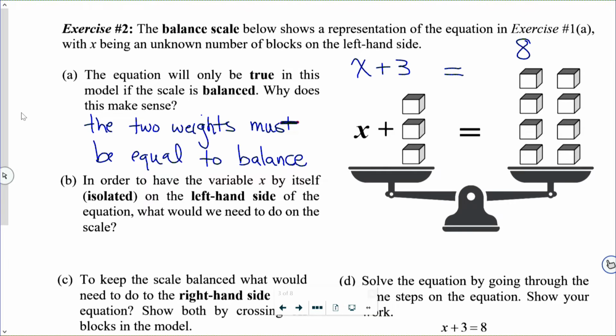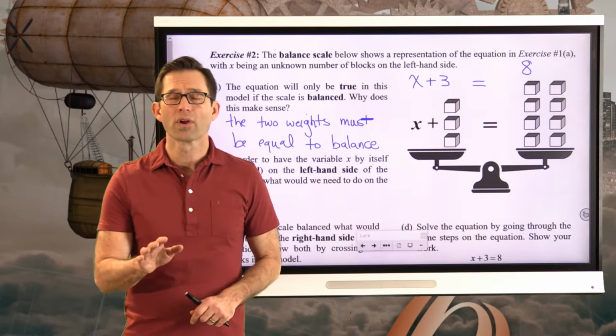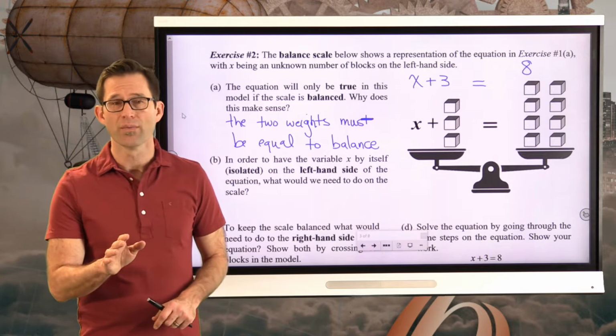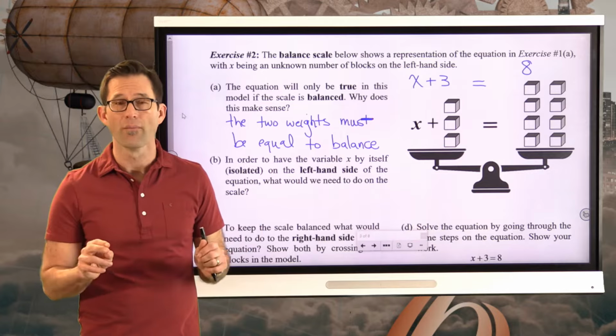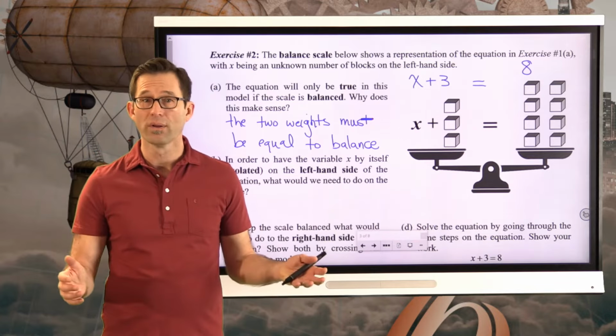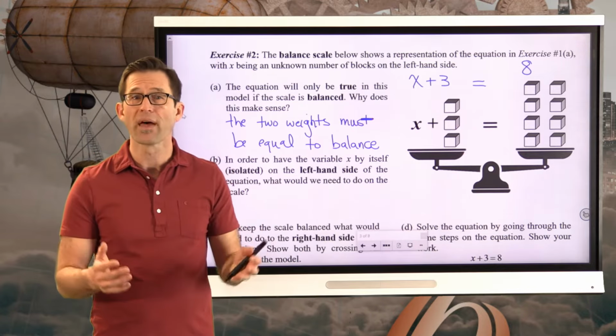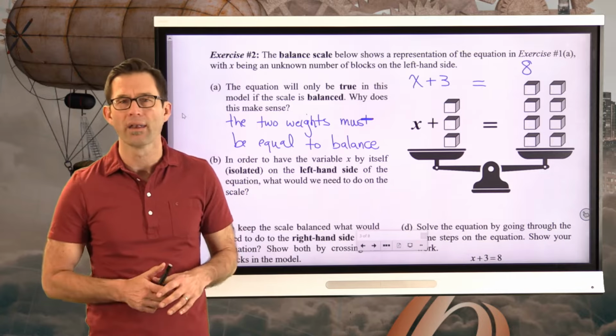So let's take a look at letter B. In order to have the variable x by itself, isolated on the left-hand side of the equation, what would we need to do to the scale? So let's talk about this big time. In order to solve an equation, what we almost always do is we isolate the variable. Isolate means to be by oneself, correct? Think about that term, to isolate. You'll hear that a lot in algebra.